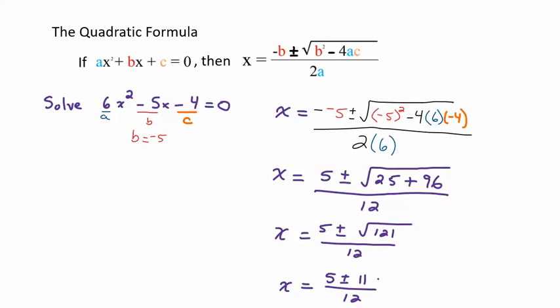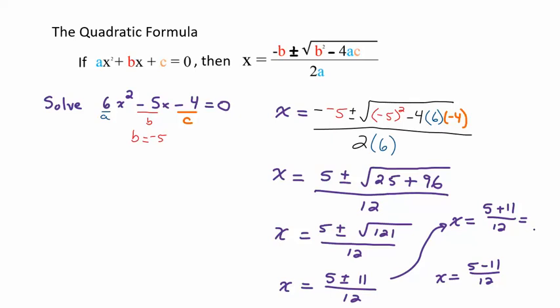Okay, now at this point, the next thing we would do to simplify would be to add or subtract in the numerator. So this is where we're going to divide this up into the two possible answers. One possible answer is 5 plus 11 divided by 12, and another possible answer is 5 minus 11 divided by 12.